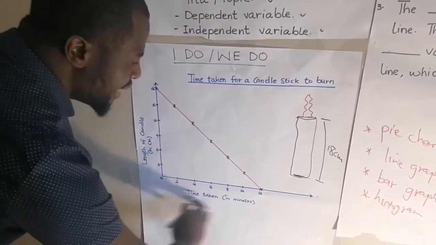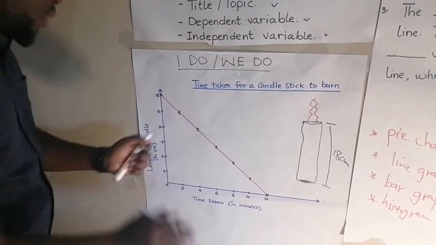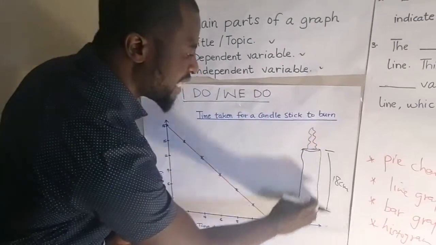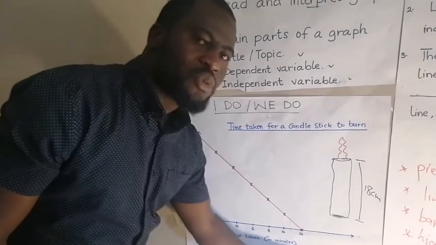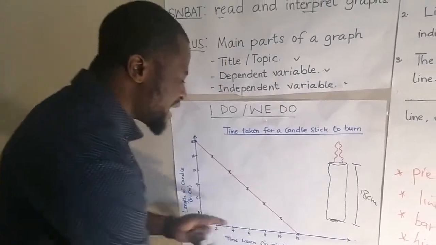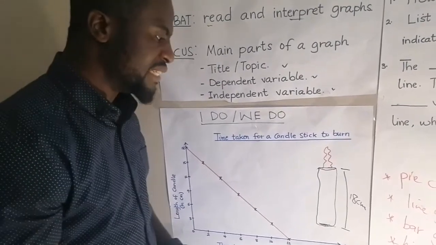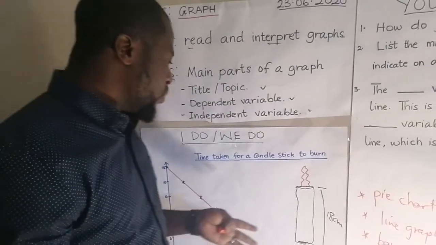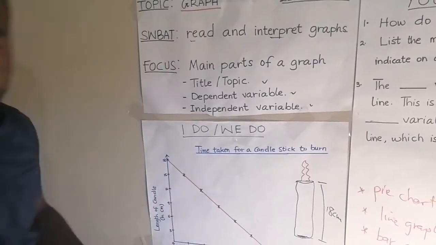Now, looking at the length of the candle, the whole length of the candle, and the time it's taking to burn out completely, which one is depending? Which of these two labels is depending on the other? Do you think the length of the candle is depending on the time taken to burn, or the time taken to burn is depending on the length of the candle? I give you 5 seconds of thinking time, and I want you to think carefully about that, and now we continue.